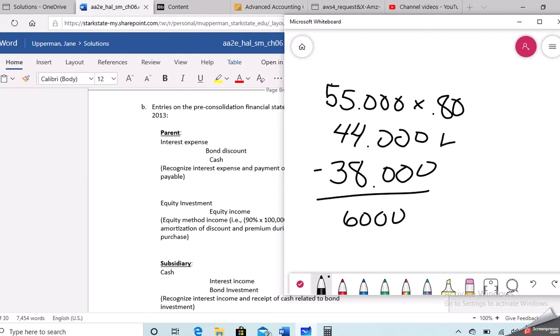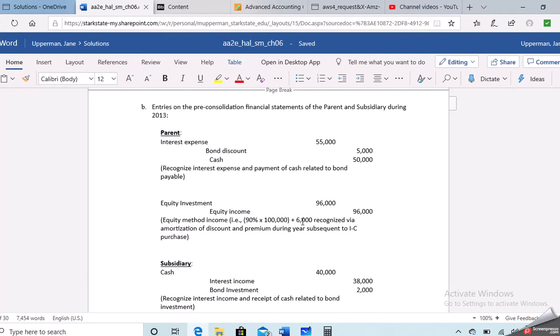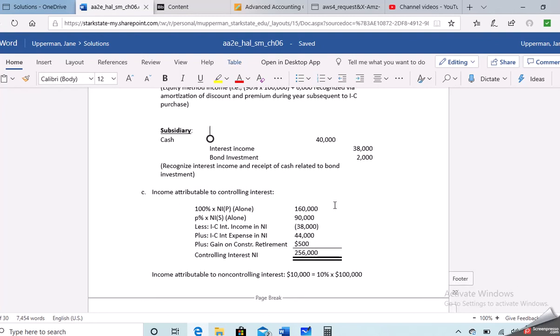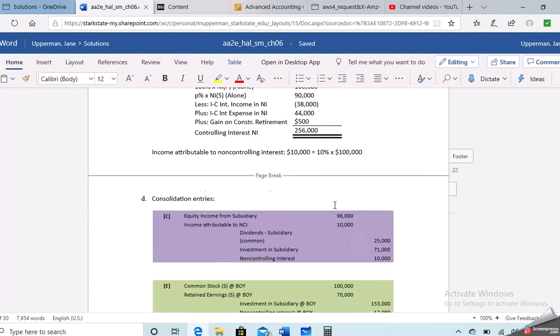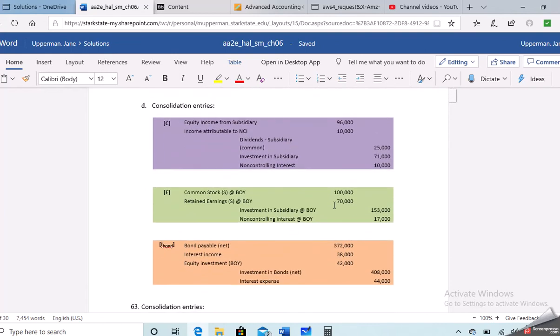So this is the expense that the parent is recording, again at 80%, because that's all we're concerned about. And this is the income that the sub is recording. You can see that's where this $6,000 difference is coming in, and that's what's going to be recorded as their equity income. Then this maps it all out in total. But what we want to focus on is that $96,000 as we come down to our journal entries. So we're going to eliminate that equity income, that $96,000.